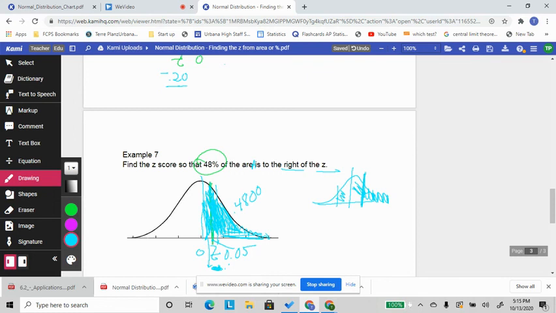Okay. So that's going backwards. So now you know how to be given a z and find the area, and now you know how to be given an area and find the z.